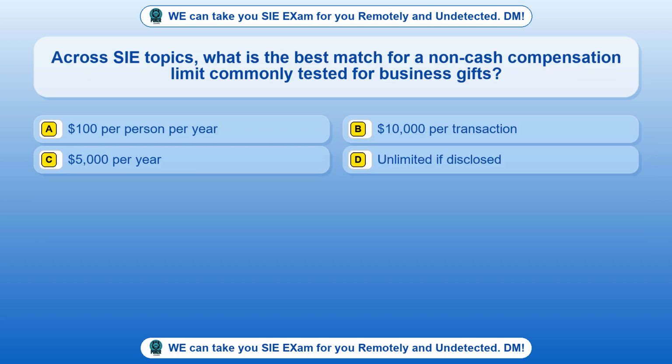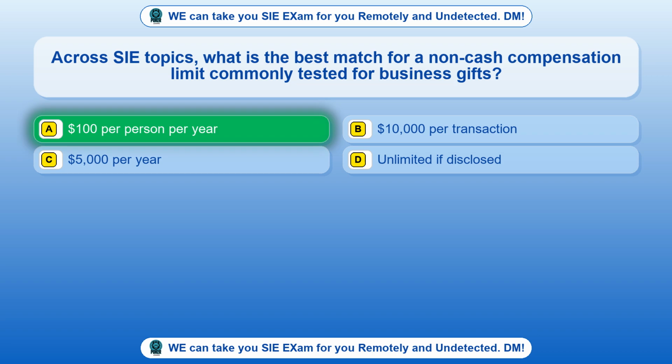Question 25. Across SIE topics, what is the best match for a non-cash compensation limit commonly tested for business gifts? Option A, $100 per person per year. Option B, $10,000 per transaction. Option C, $5,000 per year. Option D, unlimited if disclosed. The correct answer is option A, $100 per person per year.